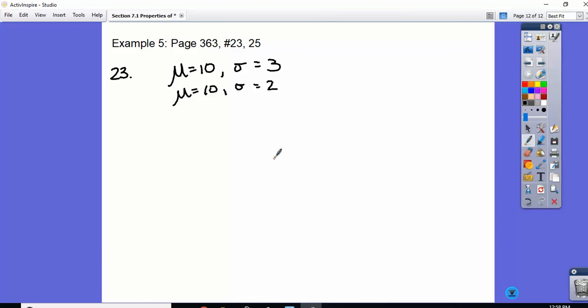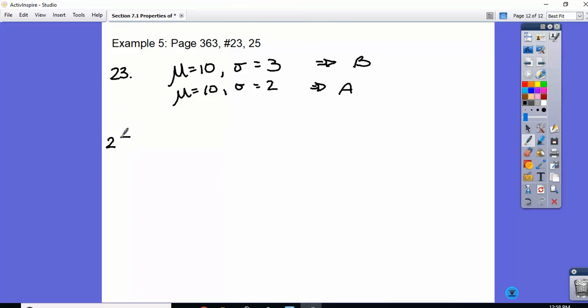So if you flip to the next page, which one has a standard deviation of 3? So the data is more spread out. Good. So that means A has a standard deviation of 2. It is less spread out, so it's a skinnier looking curve. Does that make sense to everybody?